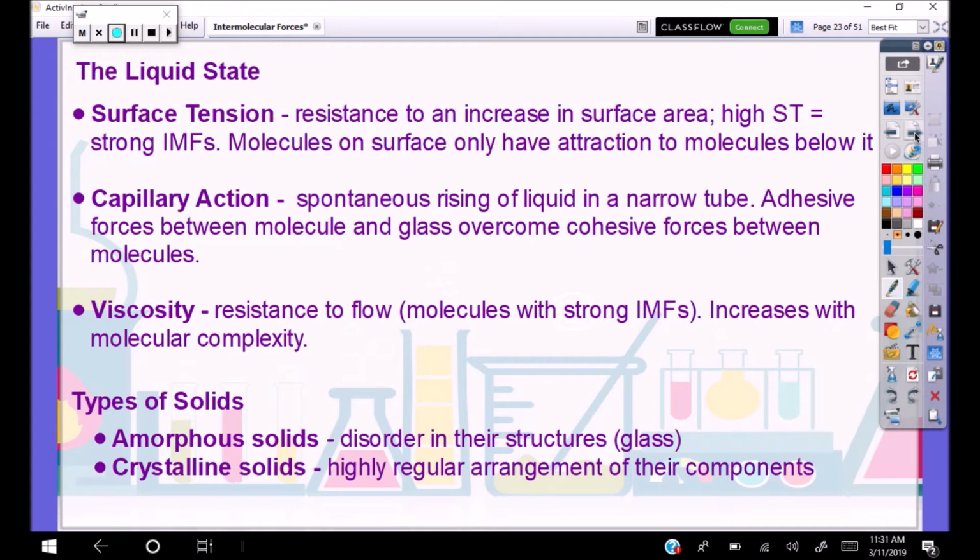With types of solids, we have amorphous solids, which have a lot of disorder in their structure. It's not a straightforward bonding method. Things like glass can be considered amorphous solids. Crystalline solids have a very regular arrangement of their components, and you'll see it's very nice and neat. Sometimes we call it a lattice structure.